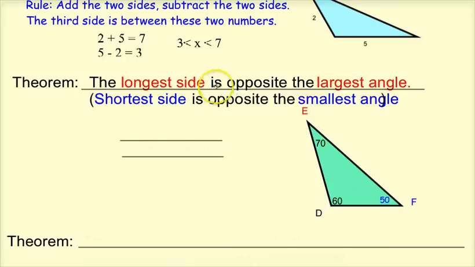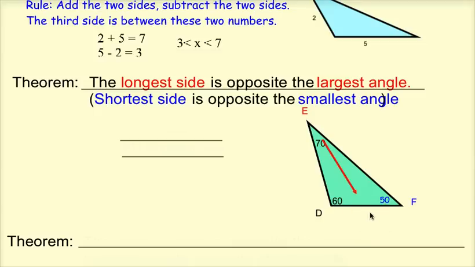So now if I want to find the longest side, it is opposite the largest angle. Angle E is my largest angle. The longest side is going to be opposite that. So I'm going to take angle E, the 70 degrees, and go all the way across, and the side opposite that is DF. So the side opposite angle E is DF.